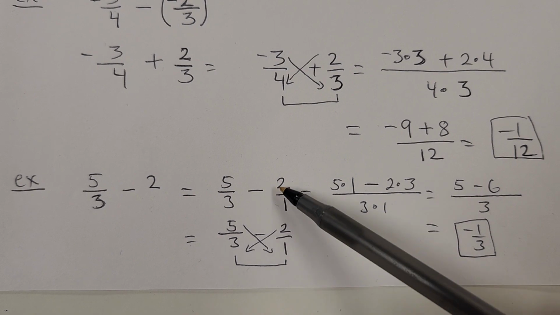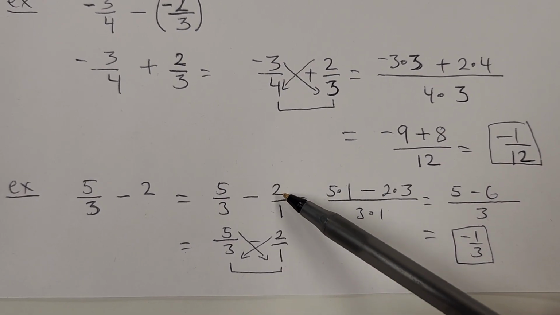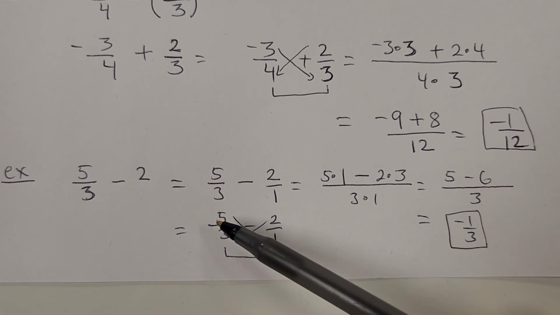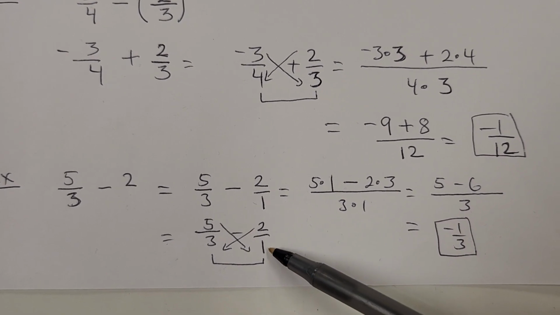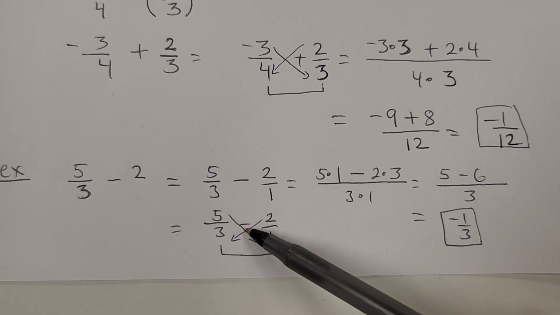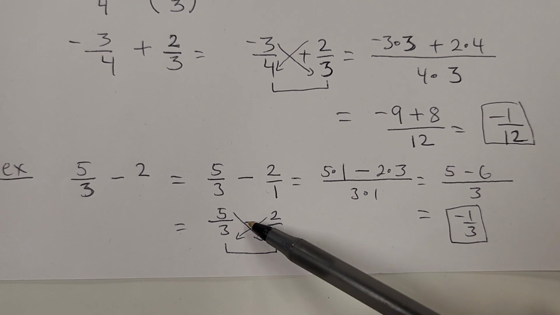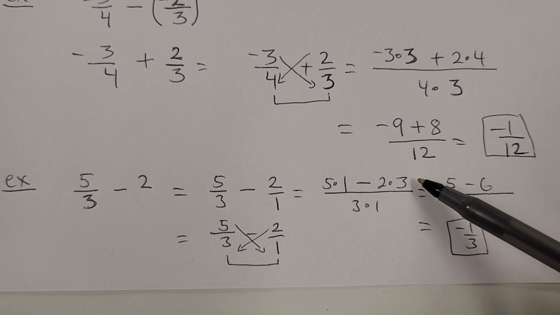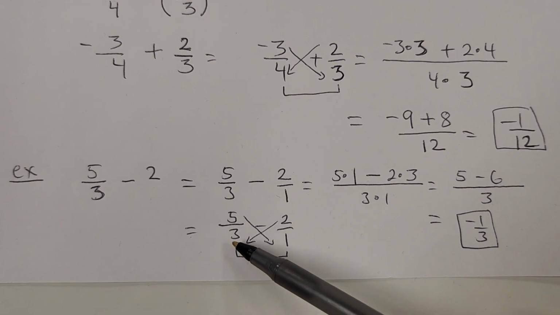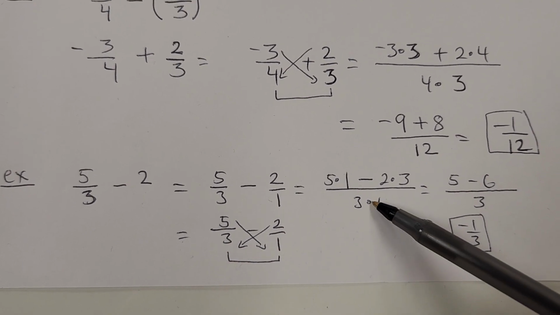Okay, so that's what I have here. I'm copying this over here so you can see the cross multiply. So 5 times 1, which is here. Don't forget the negative right here, which is here. And then 2 times 3 over here. Multiply the bottom, 3 times 1, which is here.